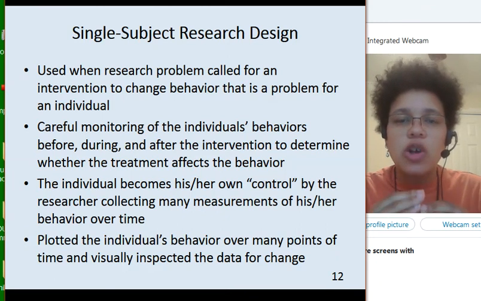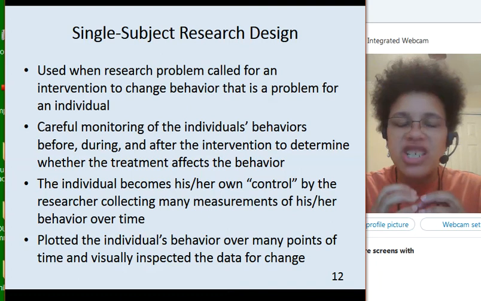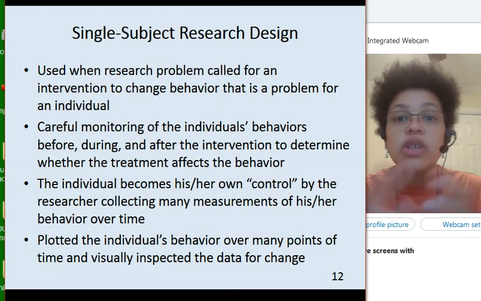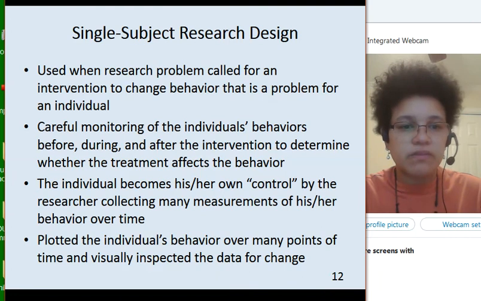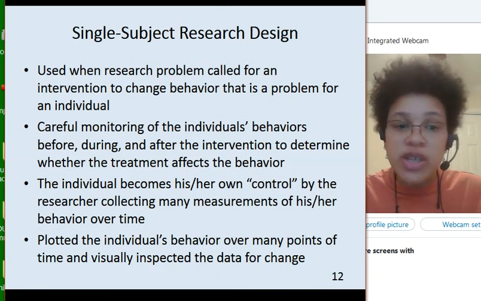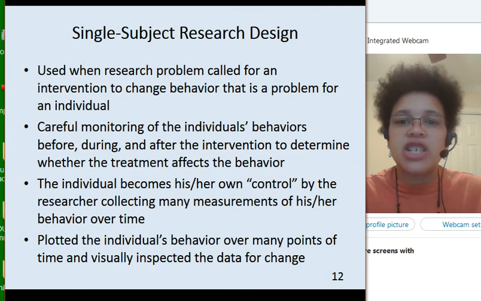The individual becomes his or her own control, because the researcher is collecting many measurements of his or her behavior over time. So we're looking closely at one or just a few individuals, and we're comparing their growth, but it's the same person, right? So that person hasn't changed. We're controlling alternative explanations by it being the same person. And we plot the individual's behavior over many points of time, and we can visually inspect the data for change, and there are some statistical tests that you can do also.